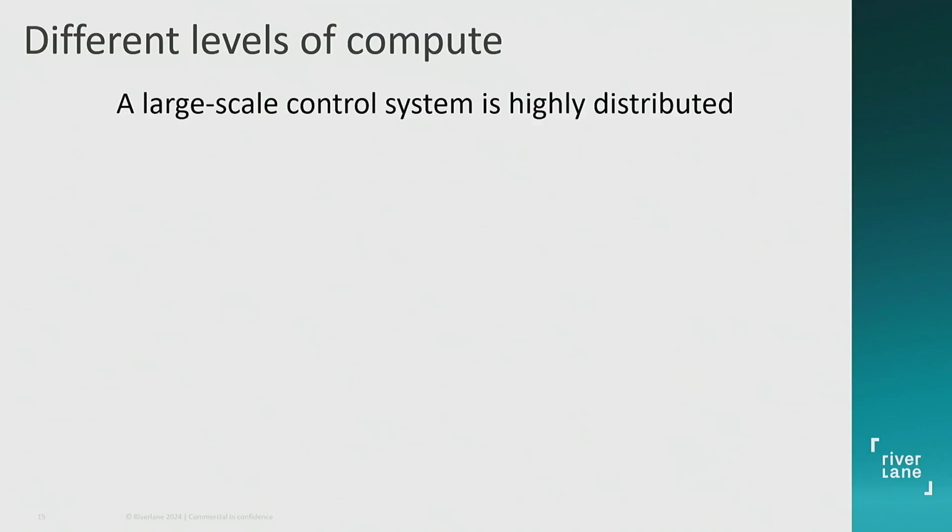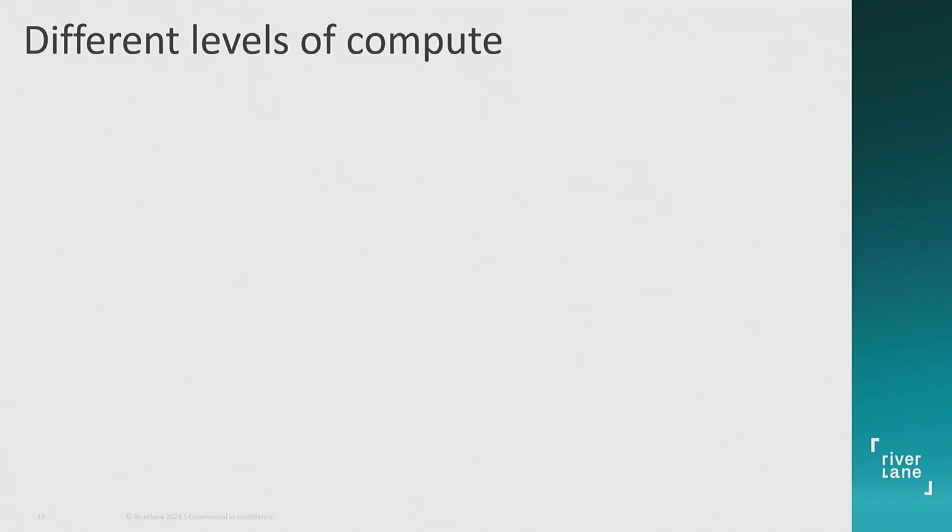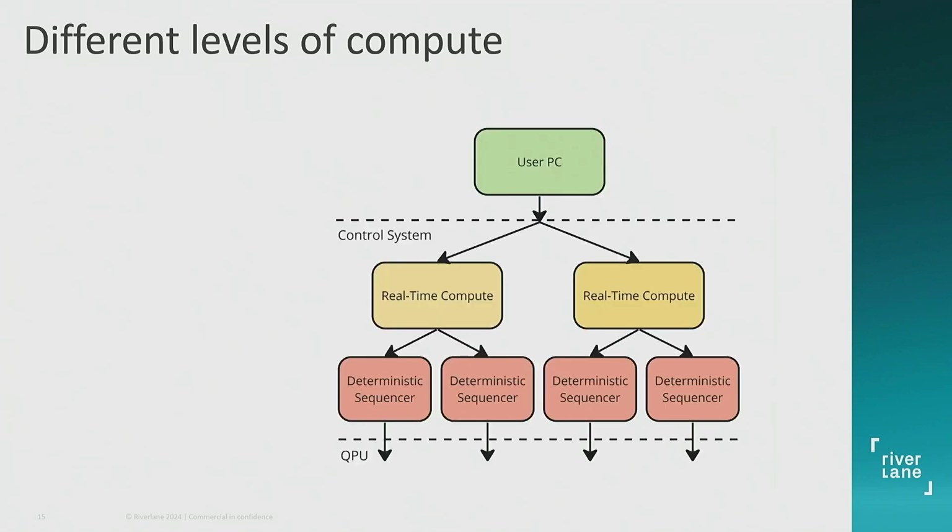So the first thing that I want to reiterate is that a large-scale control system is inherently distributed. And this is because of the highly parallel nature of the interface between the control system and the quantum computer. And so it is important to distribute the compute across the stack and going down to the bottom, adding more and more parallel elements to fulfill that parallelism. So at the top level, we have a user node, user PC. This is used for orchestration, offline programming, or analysis, and system state management.